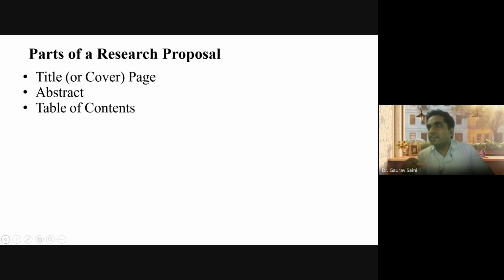Next is the table of contents. That is, everybody should know what kind of contents you are trying to approach and what contents you are trying to provide in a research proposal. That should also be mentioned in this part.